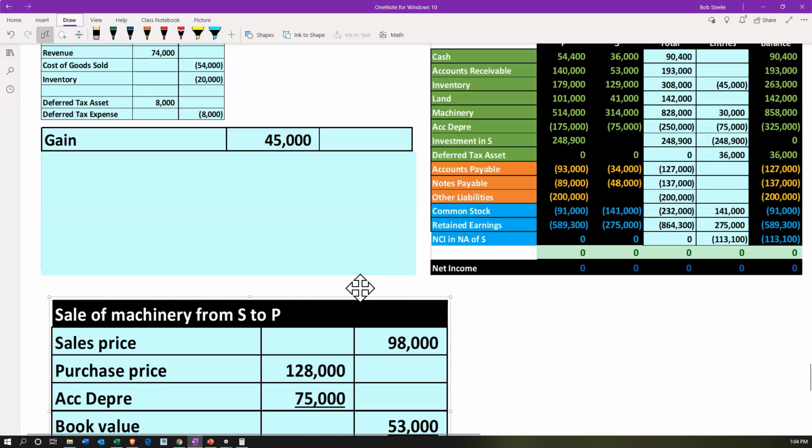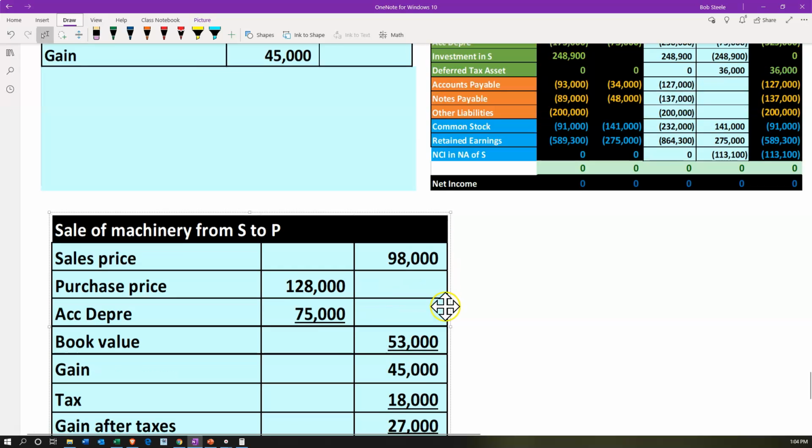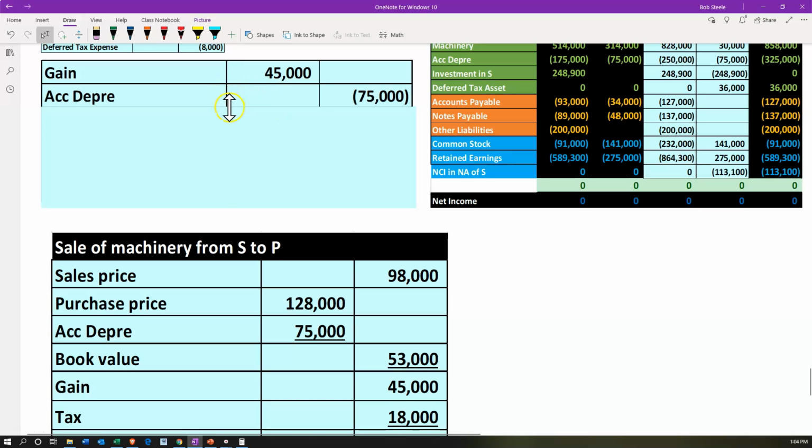So we're going to have to remove the gain. The gain is going to be this $45,000. So the $45,000 is going to be a gain that would be on the income statement, the sales price minus the book value, the $45,000. Then we're going to have the accumulated depreciation, which is going to have to go back on the books.